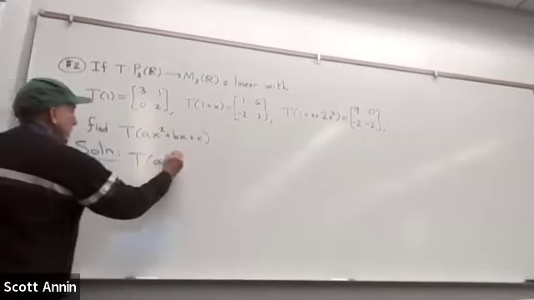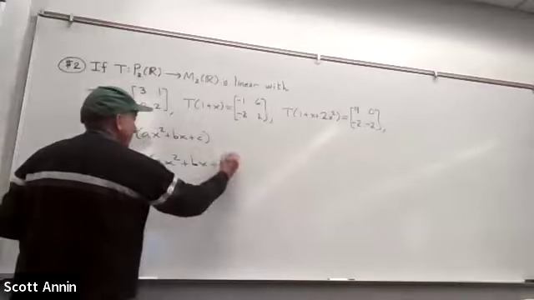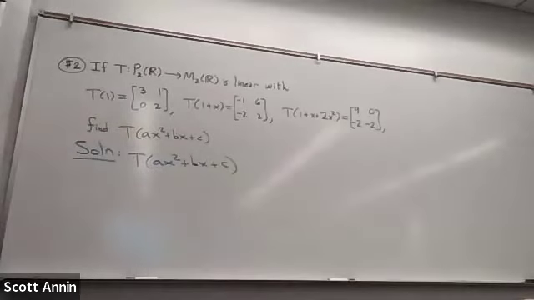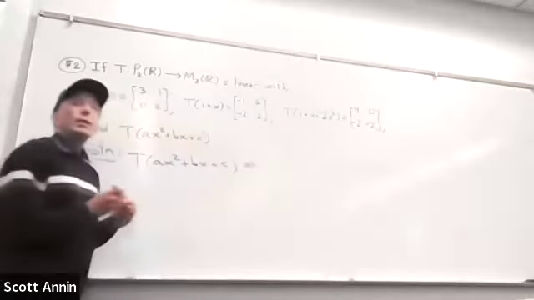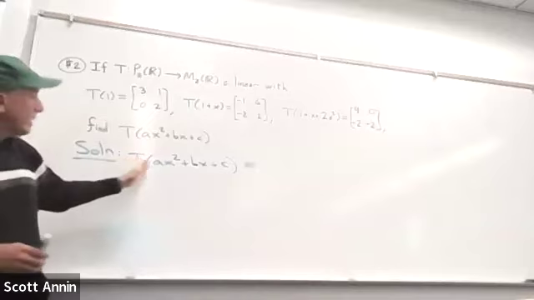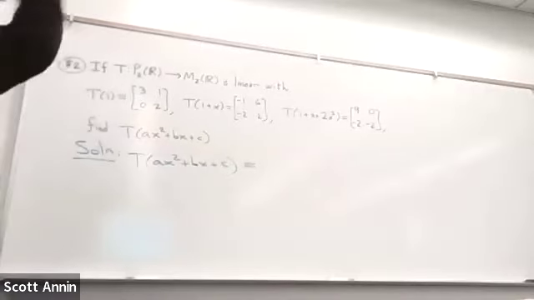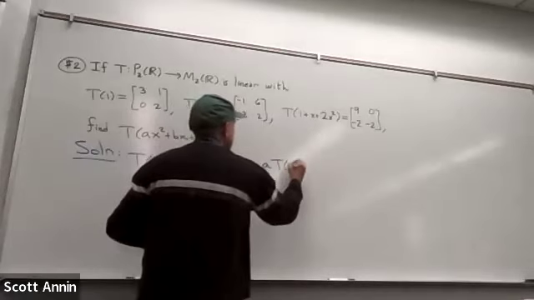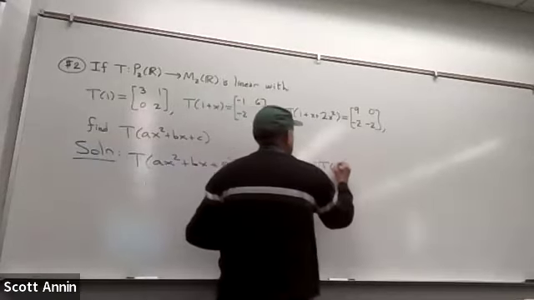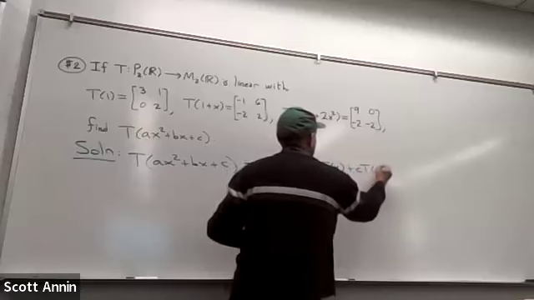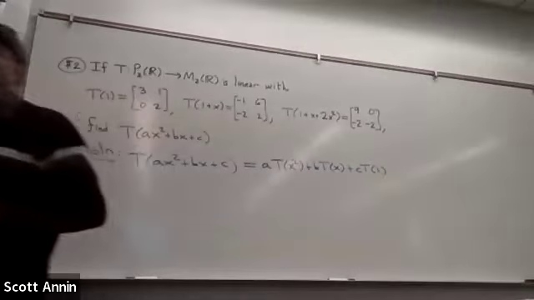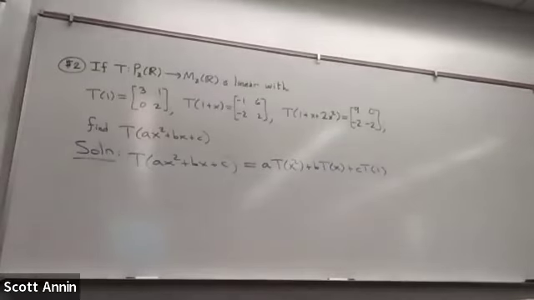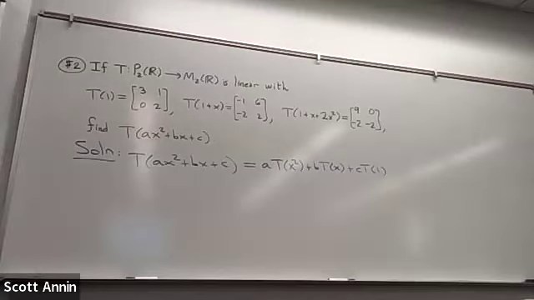What do you suppose is going to be my first step? Yes, go ahead, Adrian. Distribute the T. Yeah, basically this is a linear combination. I can just split the T into the separate terms. Exactly right. So this is going to be A times T of X squared plus B times T of X plus C times T of 1. Right, so that's using the fact that T is linear, I can split it up like that.